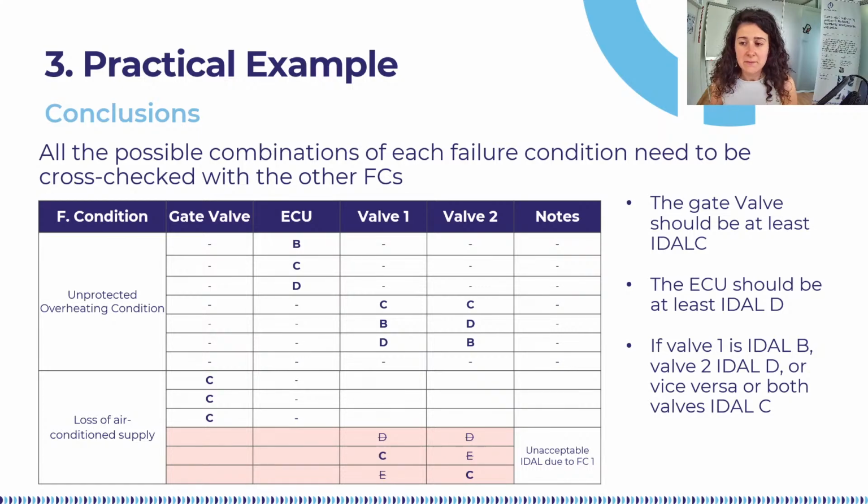So the summary will be that for this item, the gate valve should be at least IDAL C. The ECU should be at least IDAL D. And for the valves, you have a possibility: if valve 1 is IDAL B, valve 2 needs to be at least IDAL D, or vice versa. Another possibility is both valves IDAL C.